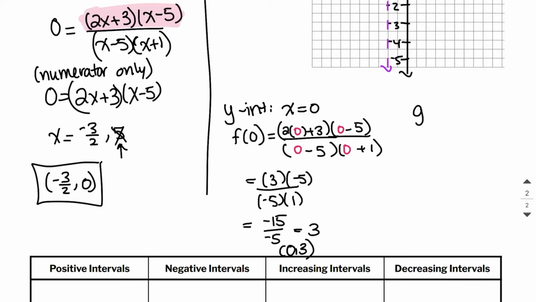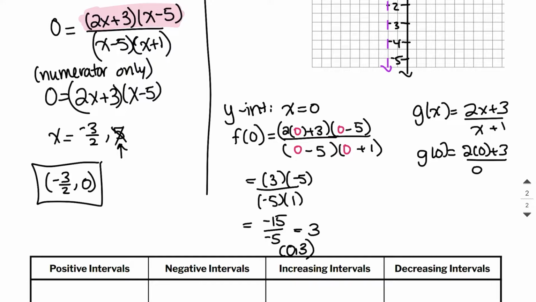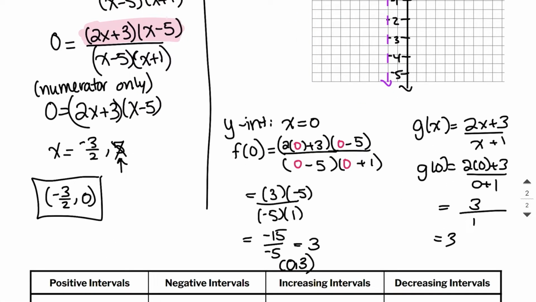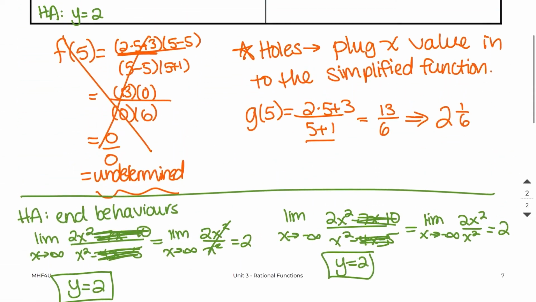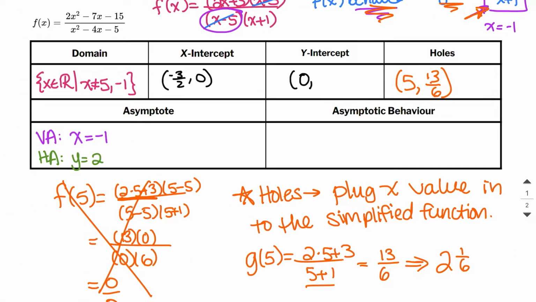But just a reminder, it behaves like g of x, which is 2x plus 3 over x plus 1. So all I really have to do is find g of 0. So this would be 2 times 0 plus 3 all over 0 plus 1. And 2 times 0 is 0. Add 3 to it, I get 3. 0 plus 1 is 1. So I end up getting 3 over 1, which is still 3. Might be easier to use g of x because, again, it behaves exactly like g of x, except when x is 5. So here we know that our y-intercept will be at (0, 3).